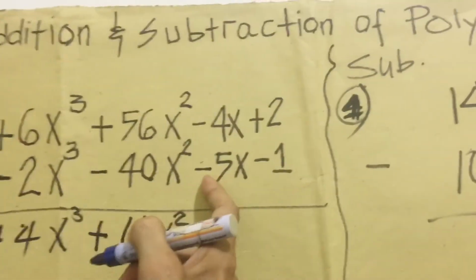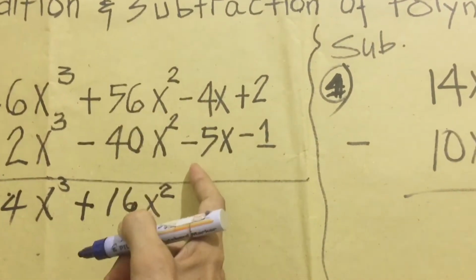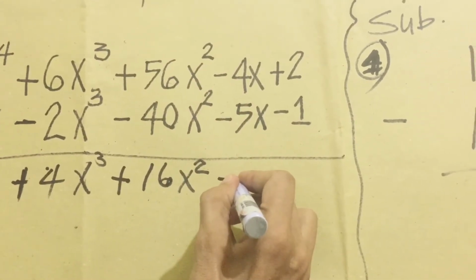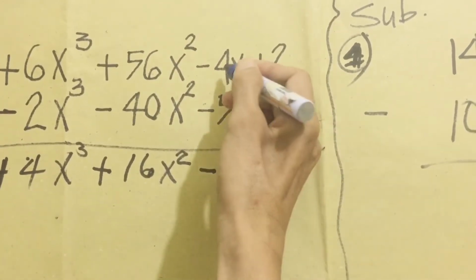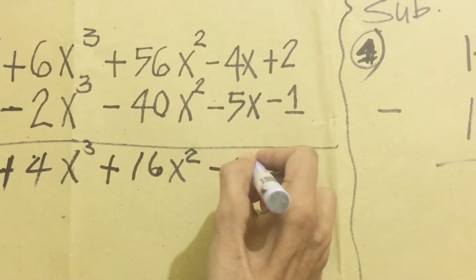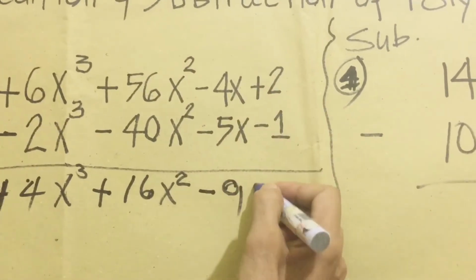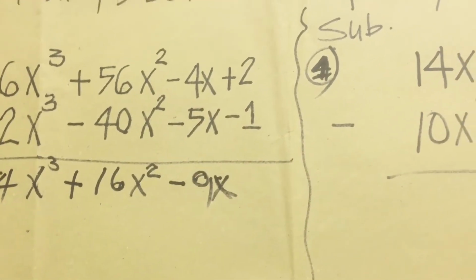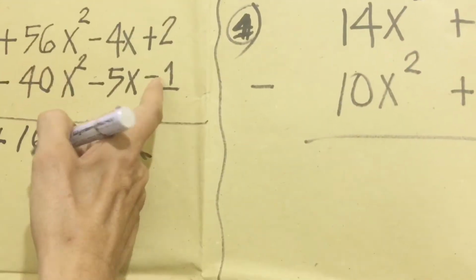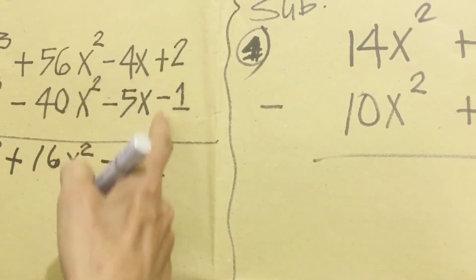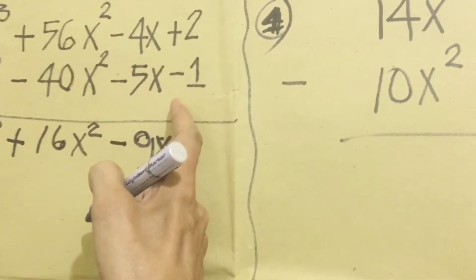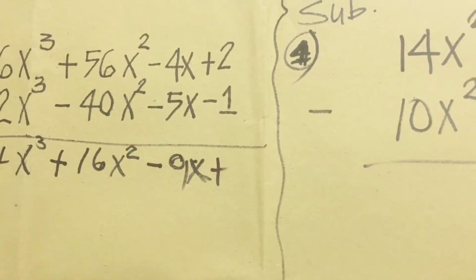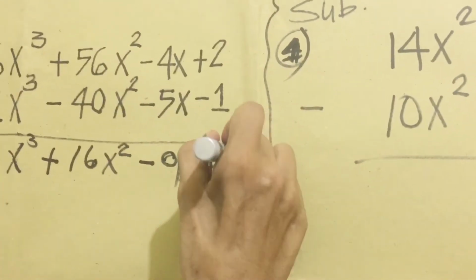Negative plus negative, so like sign. So we have to add and copy only the sign. Pag like sign. Then 4 plus 5 equals 9. Then bring down the variable. No need to add the exponent. 2 plus negative 1, unlike sign, so we have to minus. Highest yung 2, kaya kunin natin yung sign ng highest number. Then 2 minus 1 equals 1.